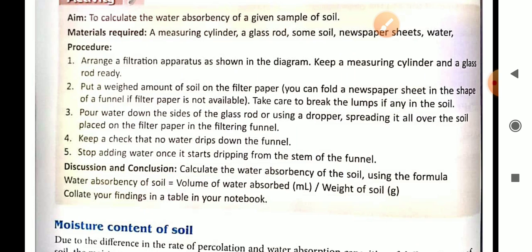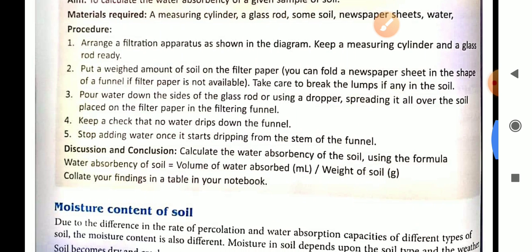Arrange a filtration apparatus and then keep a measuring cylinder and a glass rod ready. Put a weighed amount of soil on the filter paper. In place of filter paper, you can take a newspaper sheet folded in the manner of filter paper, and then take care to break the lumps, if any, in the soil.